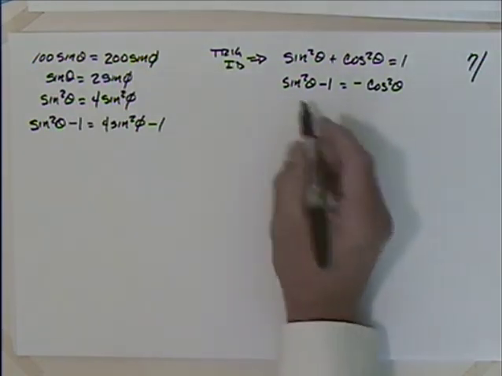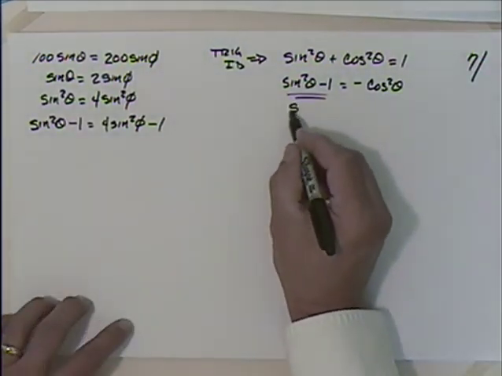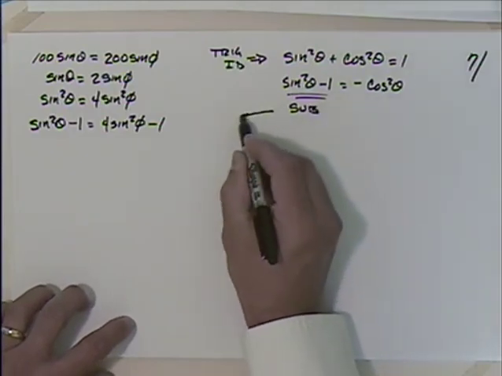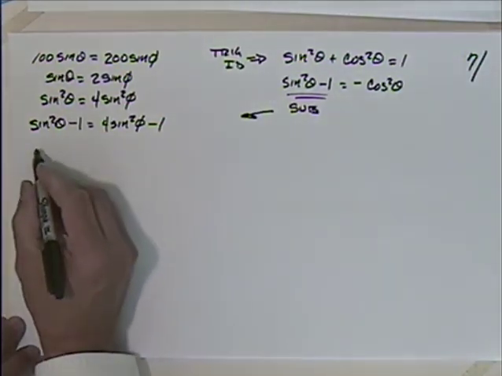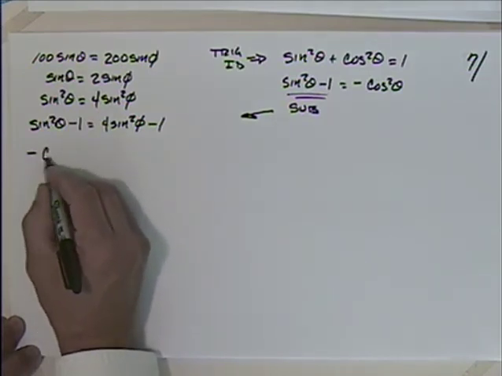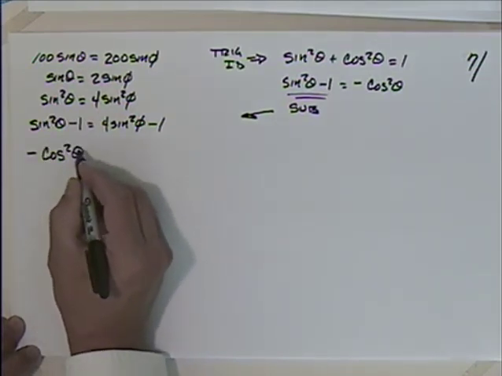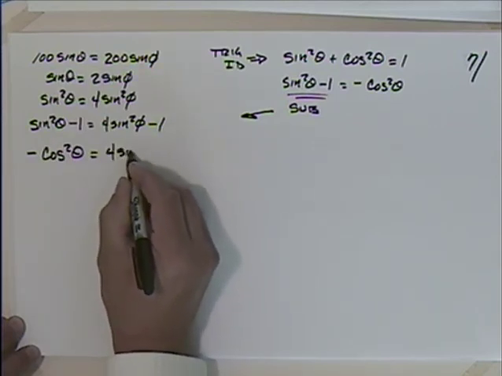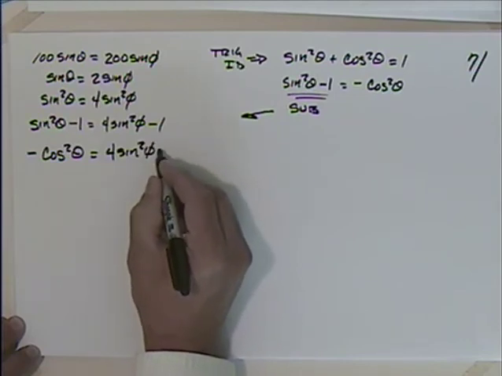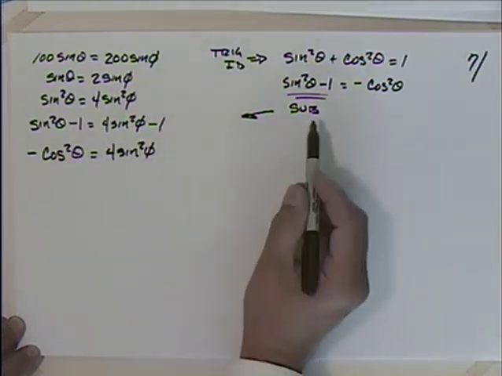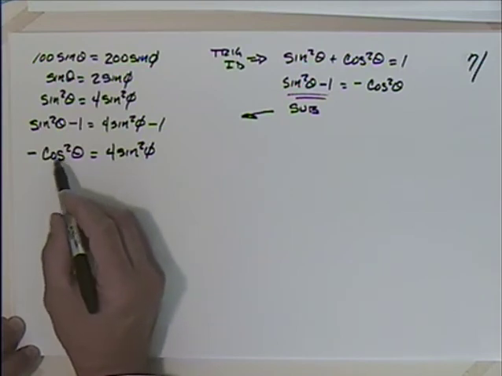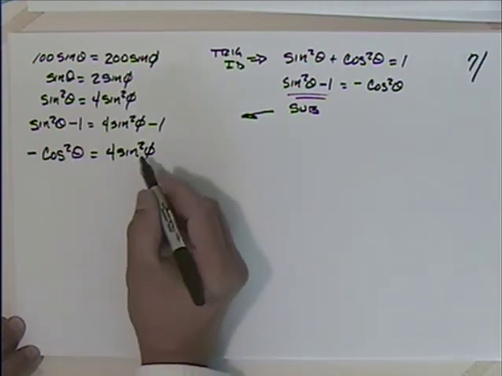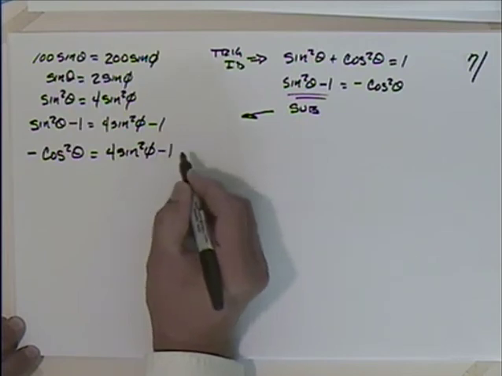So I'm going to substitute that in because I've seen that before. So I sub that back in over there, and I can say then that I now have minus cosine squared theta is equal to 4 sine squared phi minus 4. Did I do that right? Yes. So minus cosine squared theta is equal to 4 sine squared phi minus 1.